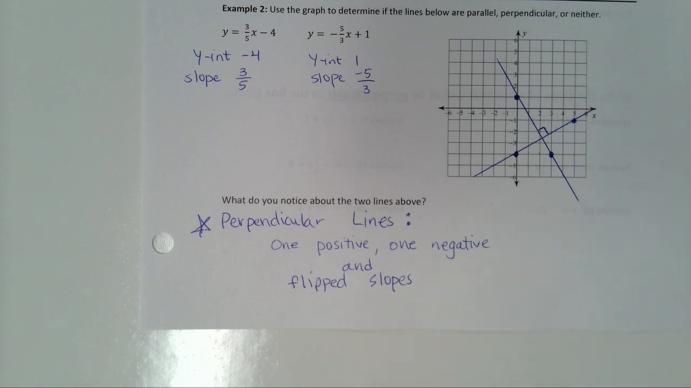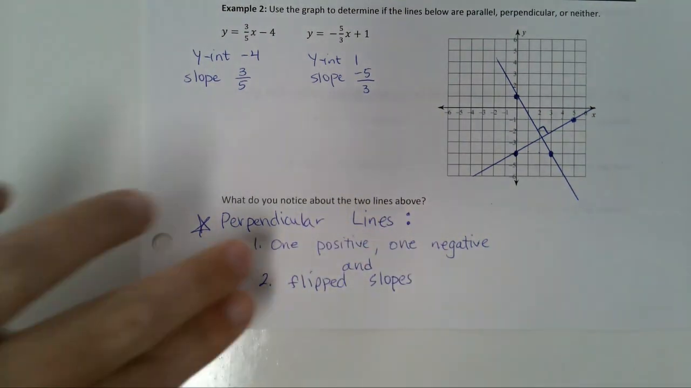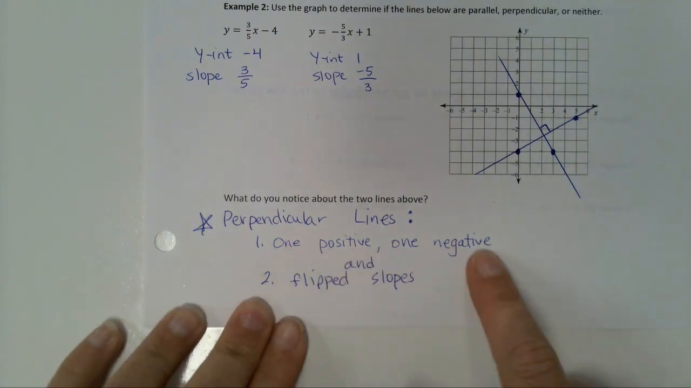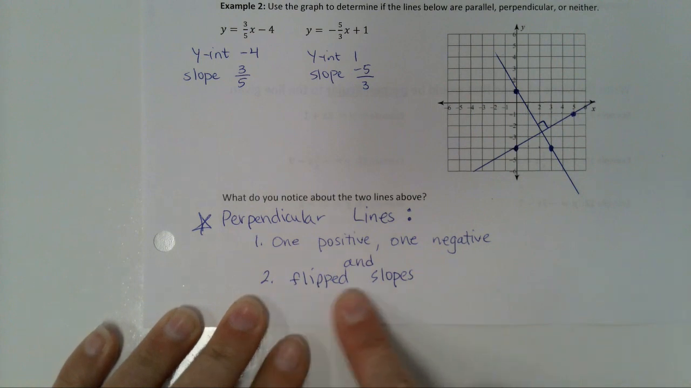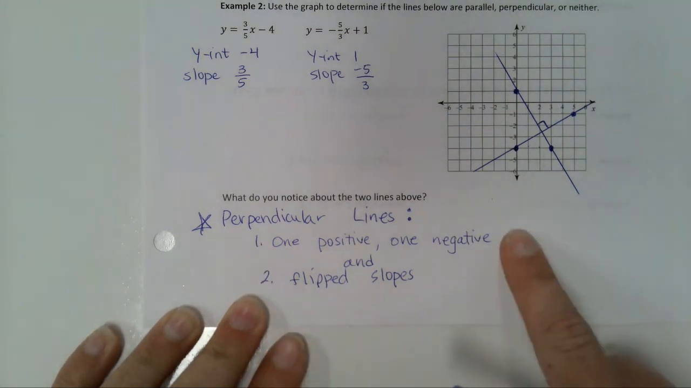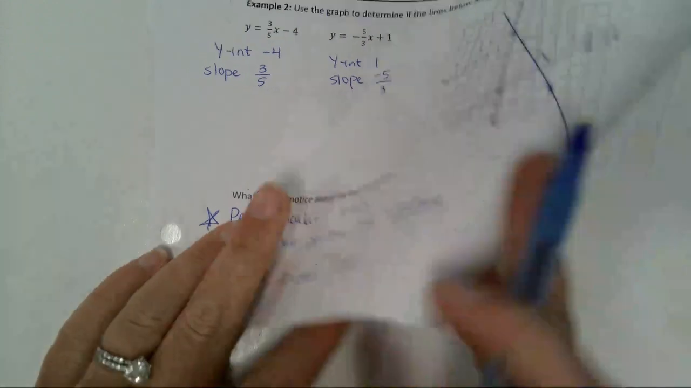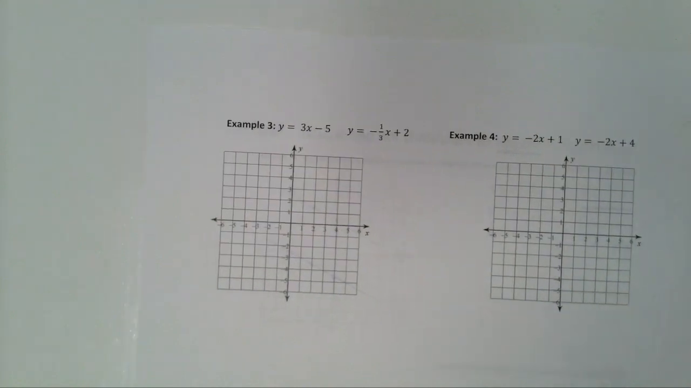Okay, cannot forget, there are 2 things here. Both of those things have to happen for them to be perpendicular. If I just have one positive and one negative, they may not be perpendicular. If I just have flipped slopes, but not this, they may not be perpendicular. Both of these have to happen, okay? All right, let's look at the back. Okay, so I got a couple more examples here. I want to see what happens.